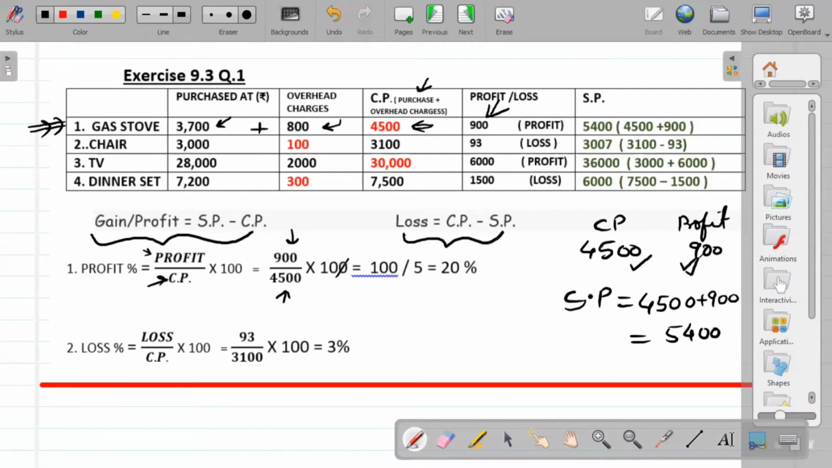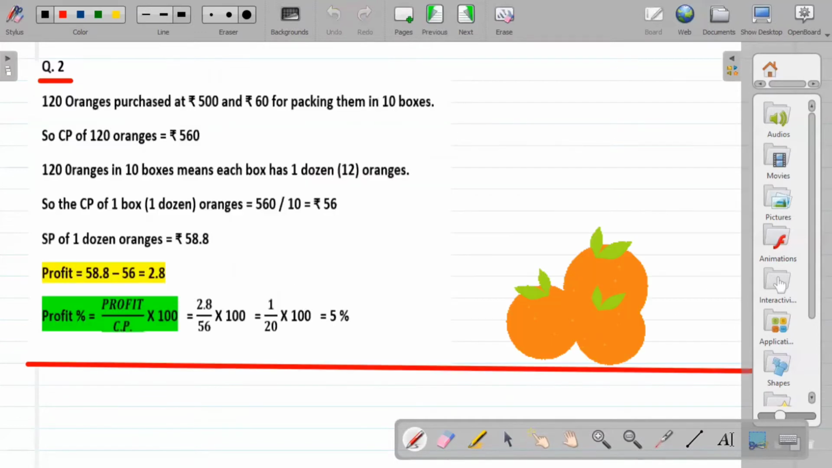Now if we do the calculation, this 20 cancels, this 20 cancels, 9 ones are 9, 9 5s are 45. So what is remaining? 100 divided by 5, that is nothing but 5 ones are 5, 5 20s are 100. So how much percent profit did I get in the gas stoves deal? That is 20% profit I got. Got it? Let's move on to the next example.